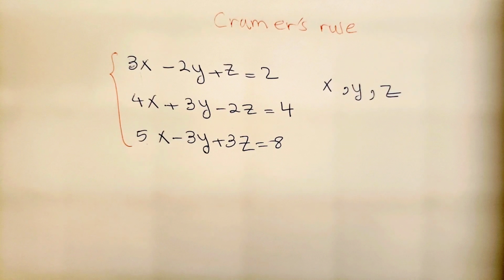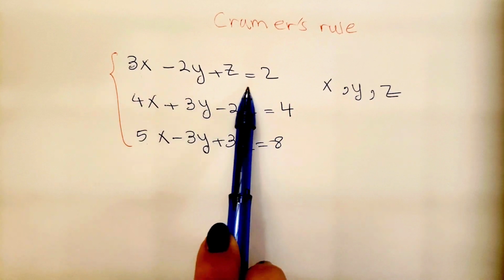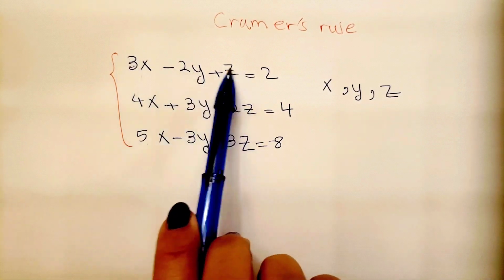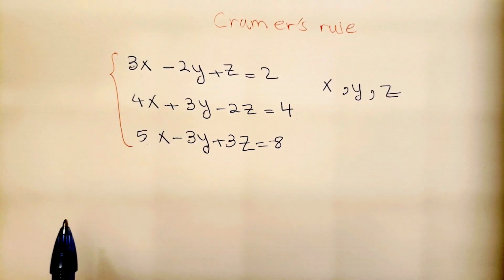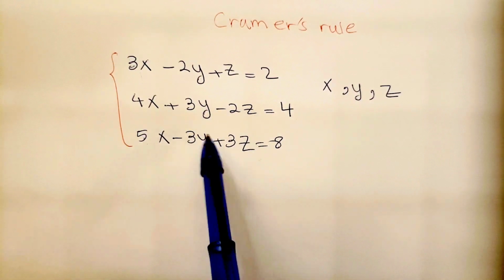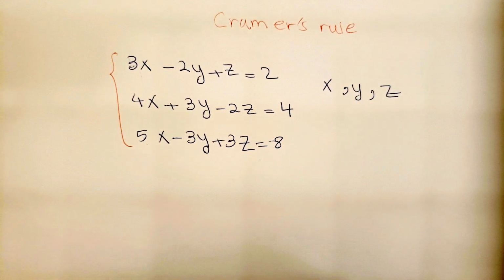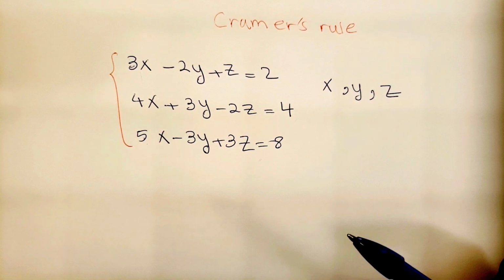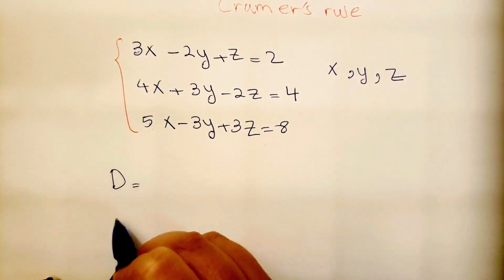Okay, so let's start step by step. The first thing we have to make sure is that our equations are nicely aligned and the order of the variables is exactly the same in each of the three equations. So here we have x, y, z, the same order, and then the constant is on the other side of the equal sign. So let's start by forming the D, or coefficient matrix.